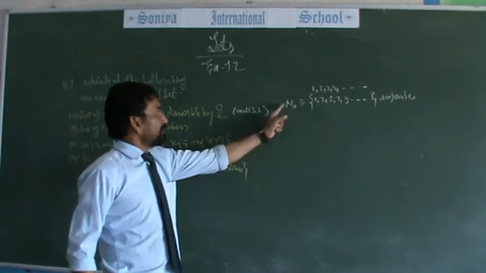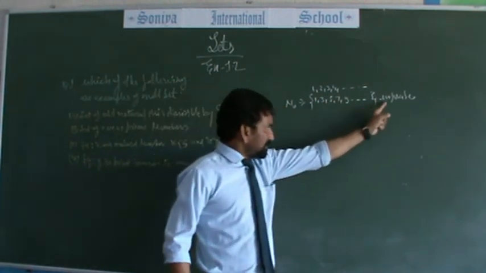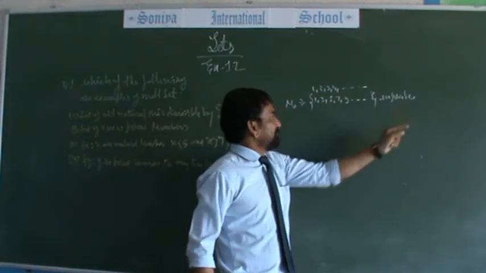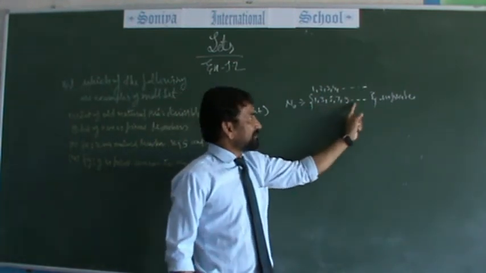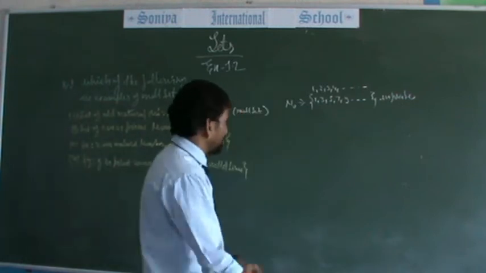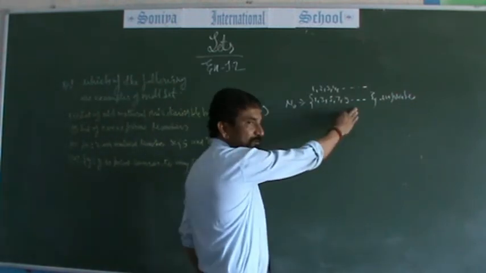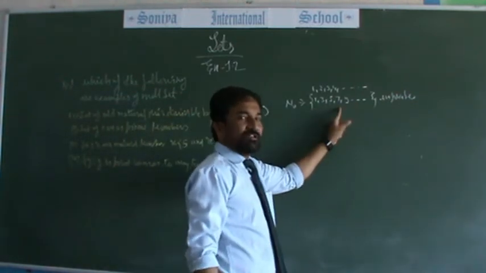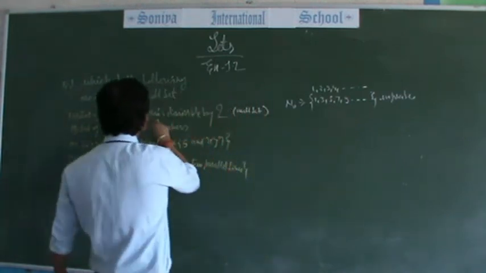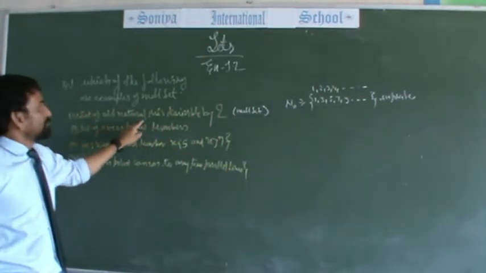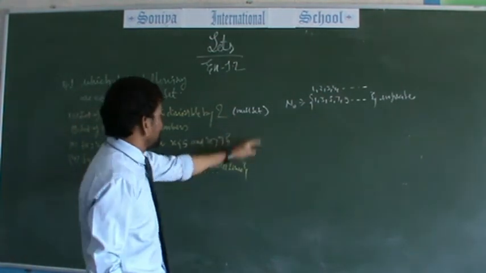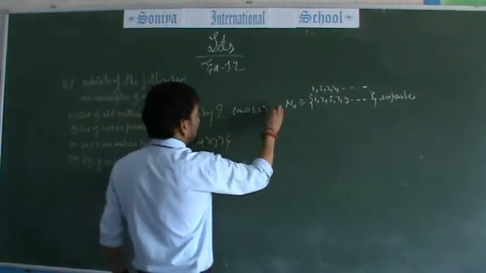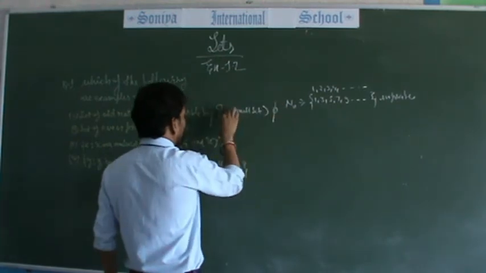Why? Because the set of odd natural numbers is an example of infinite set whose elements are 1, 3, 5, 7, 9 and so on up to infinity. Among all these numbers, not a single number is divisible by 2, and hence the set of odd natural numbers divisible by 2 is an example of null set. And null set is defined as 5.